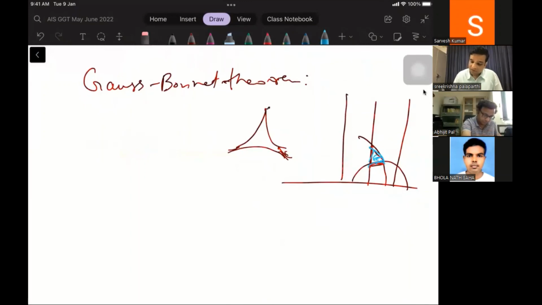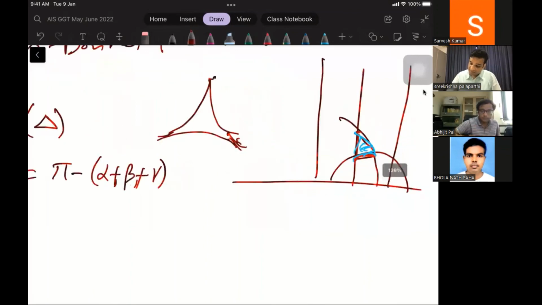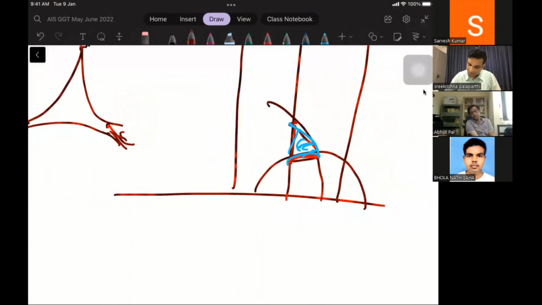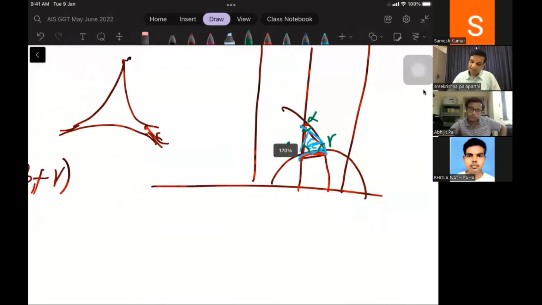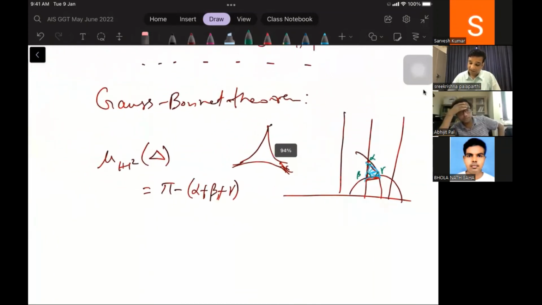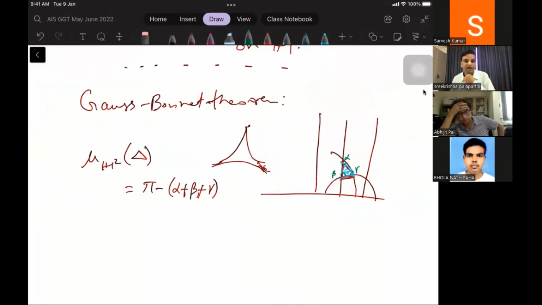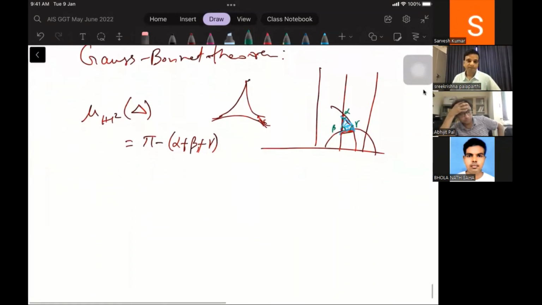So the Gauss-Bonnet theorem asserts that the area of a triangle is equal to pi minus the sum of the angles alpha, beta, and gamma. I'll blow up this picture to indicate angle alpha, angle beta. If you take angles alpha, beta, gamma, then the hyperbolic area of the triangle is simply pi minus (alpha plus beta plus gamma).